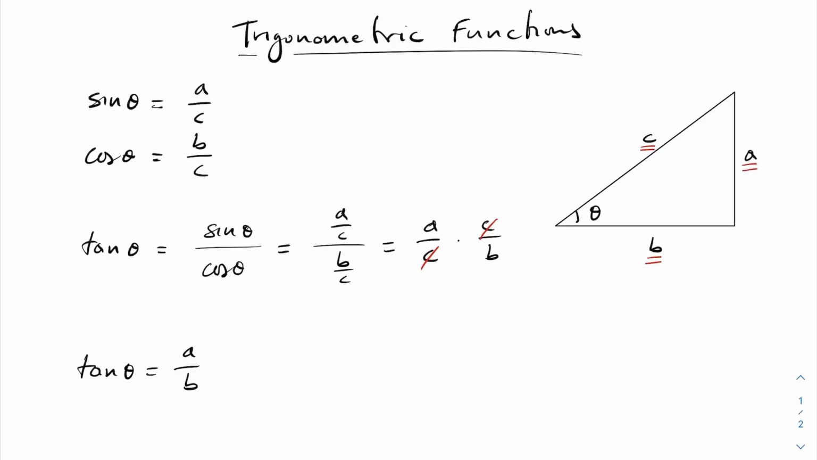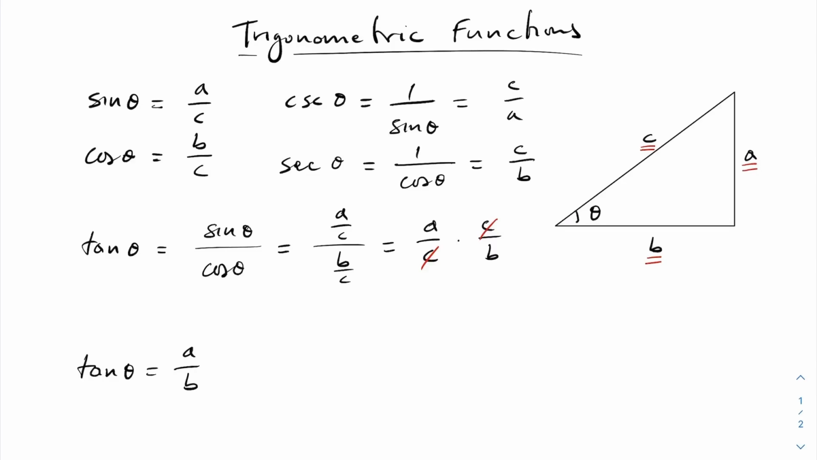And now let's talk about the reciprocals. For the sine of theta, the reciprocal is the cosecant of theta, which is simply equal to 1 over the sine of theta, which in this case would be equal to C over A. So that's the hypotenuse over the opposite side. The reciprocal of cosine is the secant. The secant of theta is equal to 1 over the cosine of theta, which is equal to C over B, the hypotenuse over the adjacent side.